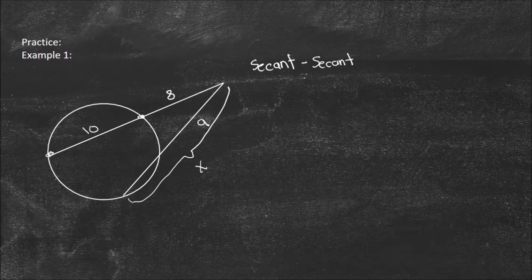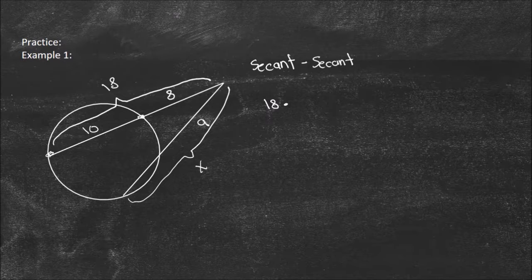Now I need to remember that rule. I remember that it said the length of the entire secant, so this whole measurement, times the length of its external part. The length of the entire secant is going to be 18, 10 plus 8. So I'm going to take 18 times the length of its external part. That's going to be 8, because that's the part outside of the circle, but still part of the secant. So 18 times 8 equals the length of the entire secant here, which I've labeled as x, times the length of its external part, which is this 9 here.